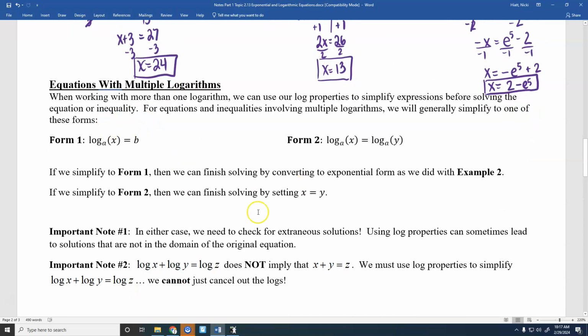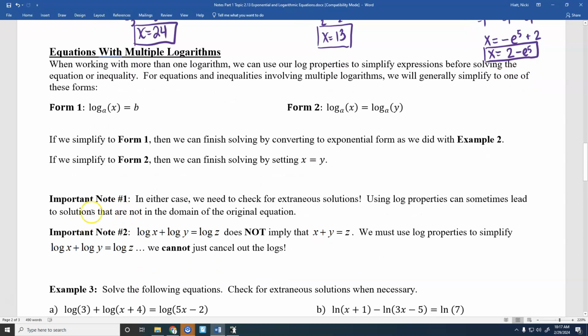let's go through this. Now, with our logs, it does note here, in either case, we need to check for extraneous solutions. Log properties can sometimes lead to solutions that are not in the domain of the original graph. Really important right here, to drop a logarithm, we cannot just drop all of the logs there. We have to have one log on each side.